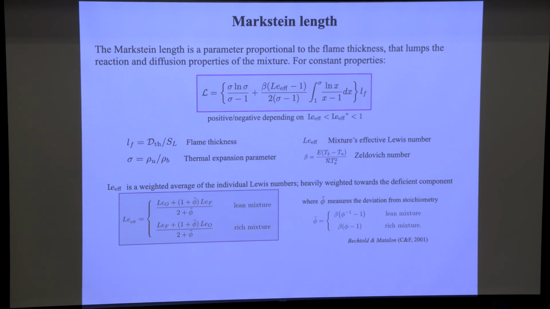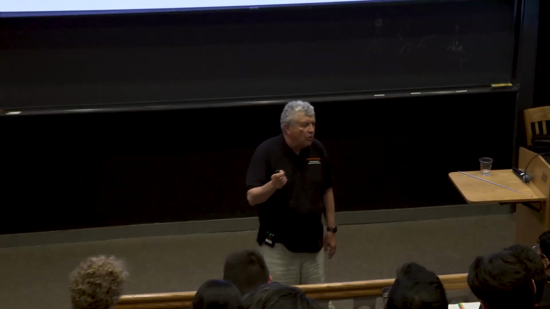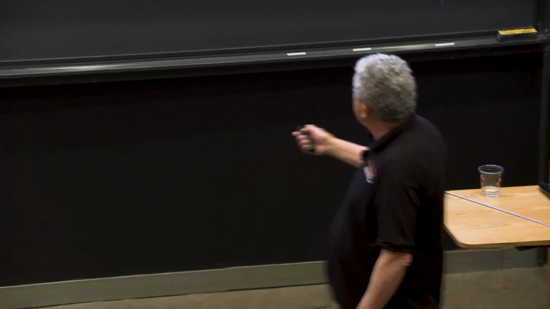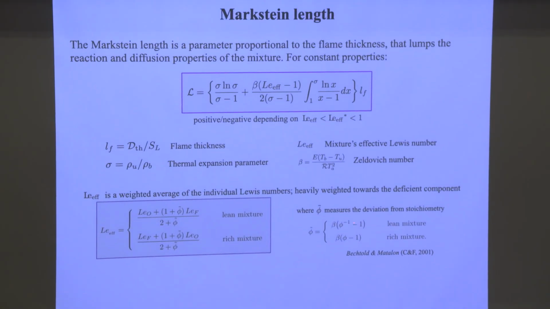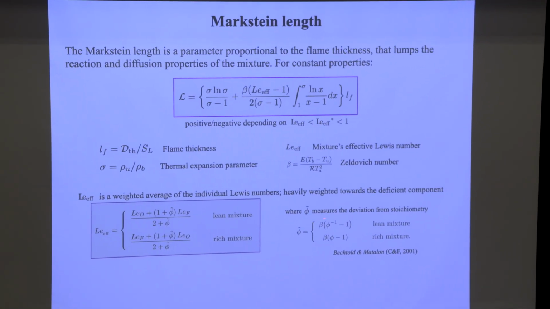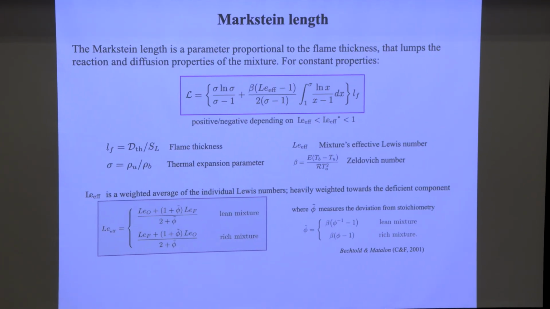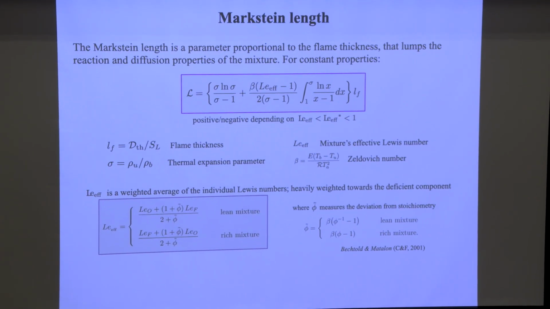Phi tilde is not exactly the equivalence ratio, but it's related. It's the deviation of the equivalence ratio from 1. So it's always positive. In other words, for a lean mixture it's 1 over phi minus 1, which is always a positive quantity. For a rich mixture, it's phi minus 1. You see, the equivalence ratio is a number that goes from 0 to infinity, so it doesn't have a symmetry. When you define it this way, it has more symmetry from one side to the other. But it's just a mathematical expression.